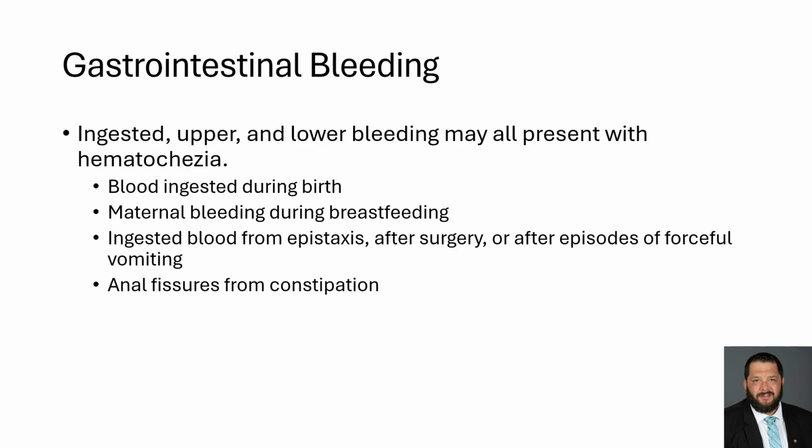It's also common that blood is ingested from epistaxis or nose bleeding, after surgery, or episodes of forceful vomiting. Another cause of gastrointestinal bleeding in children is anal fissures from constipation, or hemorrhoids or irritation in the lower GI tract from repetitive diarrhea in the infant or neonate.